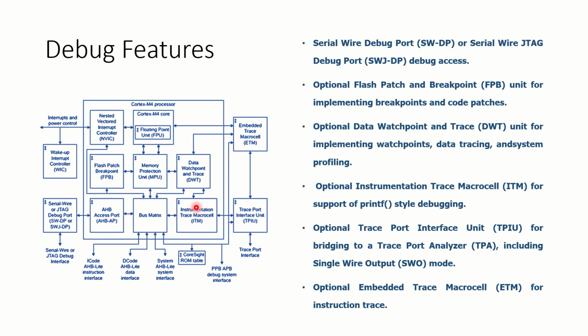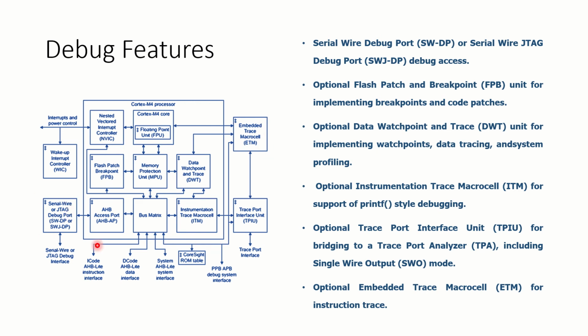We have got an optional instrumentation trace macrocell. This is very important, and this is the one which is providing you the printf style debugging. This box is now seen. And optional trace port interface unit for bridging a trace port analyzer, which is called the TPA, including the single wire output SWO module. This is very important. And finally, optional embedded trace module, ETM we call it. Embedded trace module is here, and all these are very specific.